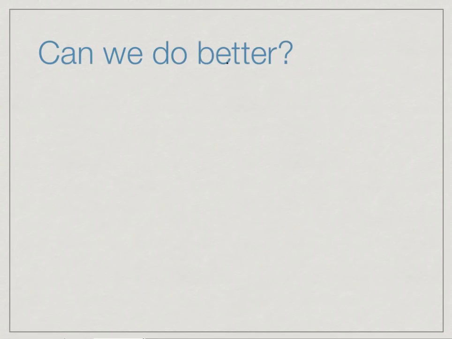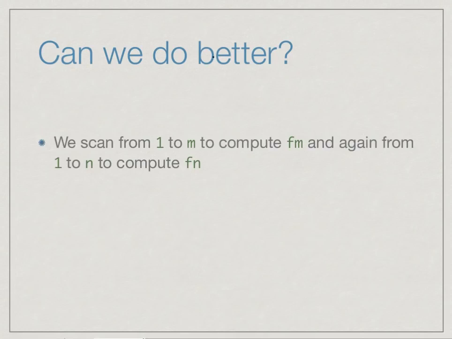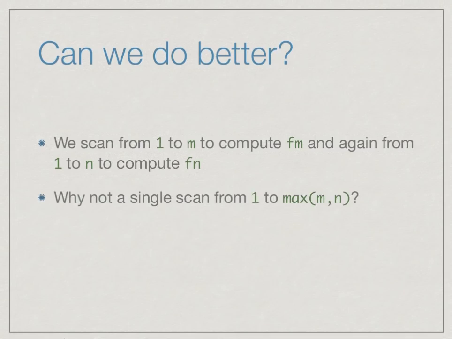So can we do better than this? The way we have proceeded, we first scan all numbers from 1 to m to compute the list fm of factors of m, and then we again start from 1 to n to compute fn. So an obvious improvement is to just directly scan the numbers from 1 to the larger of m and n, and in one scan compute lists fm and fn.